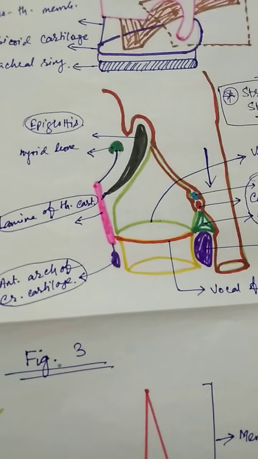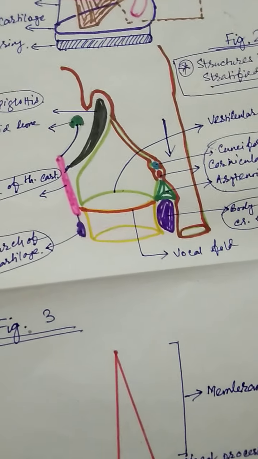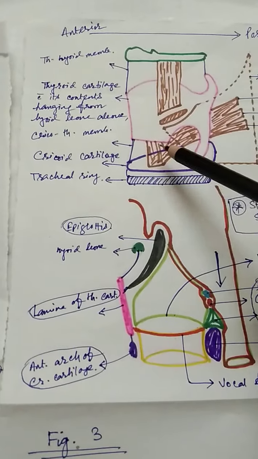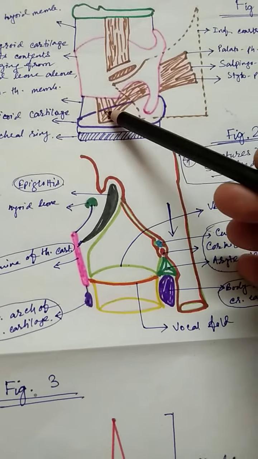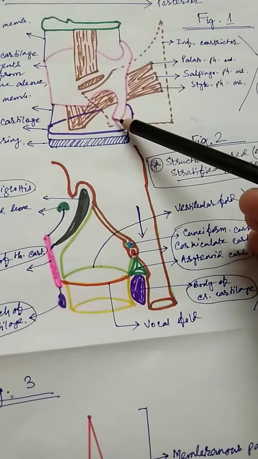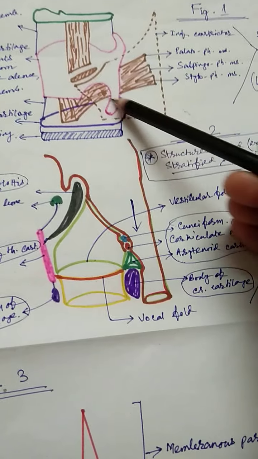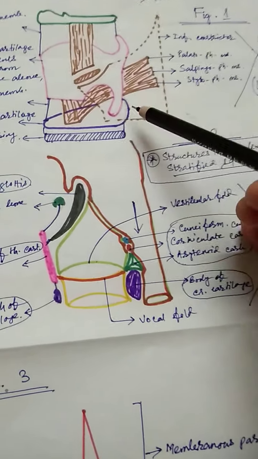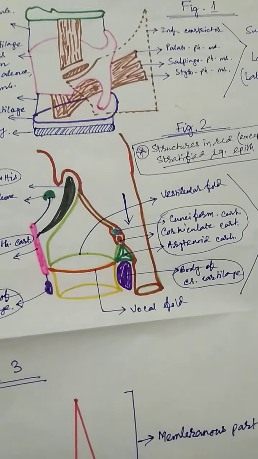Now all the muscles of the larynx are supplied by the recurrent laryngeal nerve, except one muscle, the cricothyroid. It is supplied by the external laryngeal nerve. One thing you should remember: here is the inferior horn of the thyroid cartilage, which forms a synovial joint with the lateral surface of the cricoid cartilage. Can you see? This is the synovial joint. Behind the joint the recurrent laryngeal nerve is present.